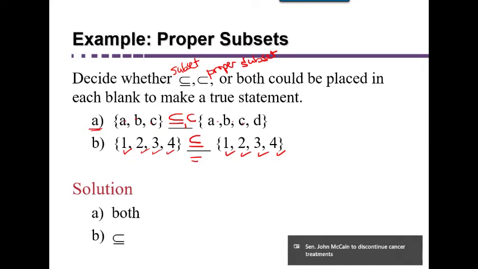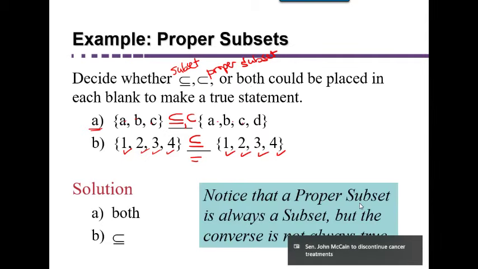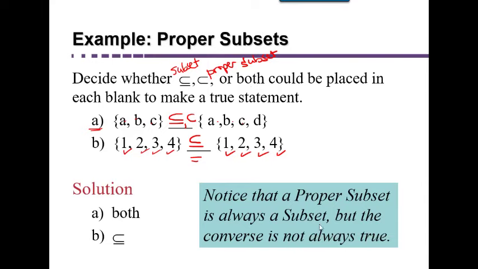Now for part B, we have 1, 2, 3, 4. These are all in 1, 2, 3, 4 with nothing extra. So it would be true to say that this is a subset, but we could not say it's a proper subset because they are in fact also equal. So the answer to part B is only the subset symbol.